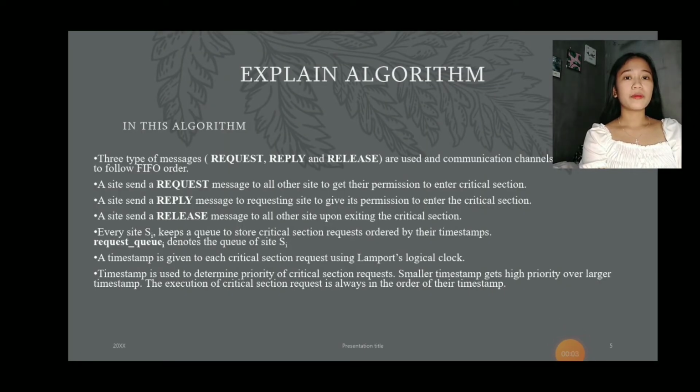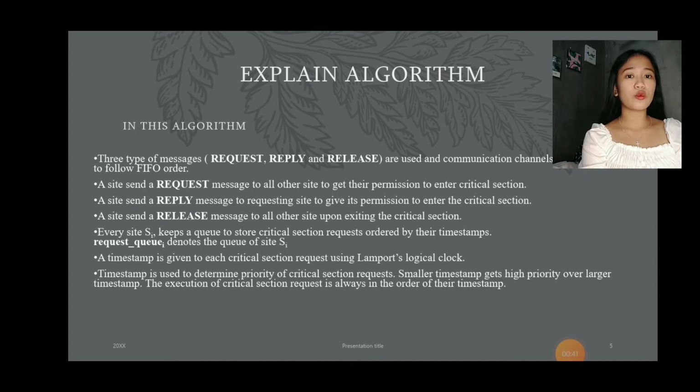Explaining the algorithm. In this algorithm, three types of message are used: request, reply, and release, and communication channels are assumed to follow FIFO order. A site sends a request message to all other sites to get their permission to enter the critical section. A site sends a reply message to the requesting site to give its permission to enter the critical section. A site sends a release message to all other sites upon exiting the critical section.